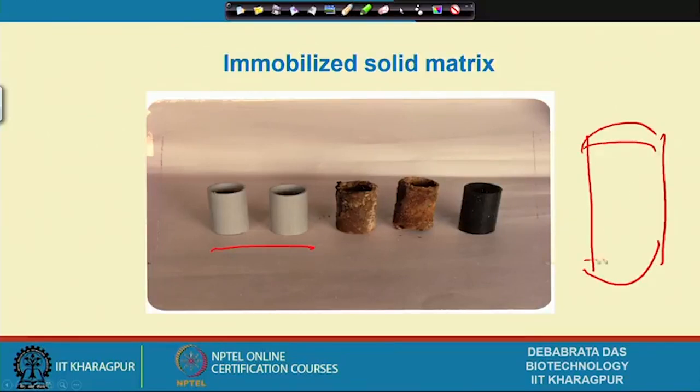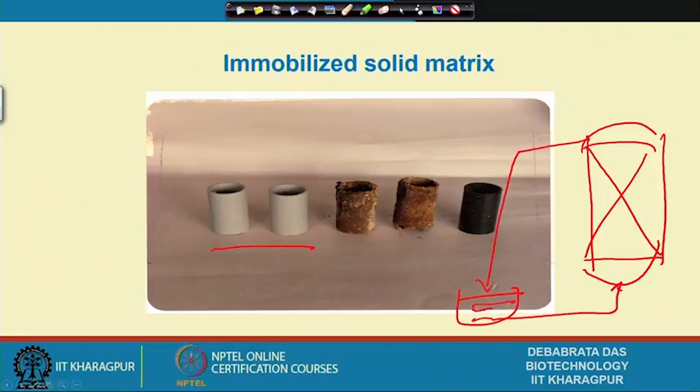In the solid matrix, we pack this material, and then we prepare the cell suspension, acidogenic culture or methanogenic culture. We pass it like this, and we continue until we find the cell concentration constant. Then we hold it for some time with the media and let the reaction take place. When your gas production is maximum, it is replaced by the distillery effluent. So, we continuously pass it and produce the acid. And this acid we similarly use for the second reactor for converting acid to methane.